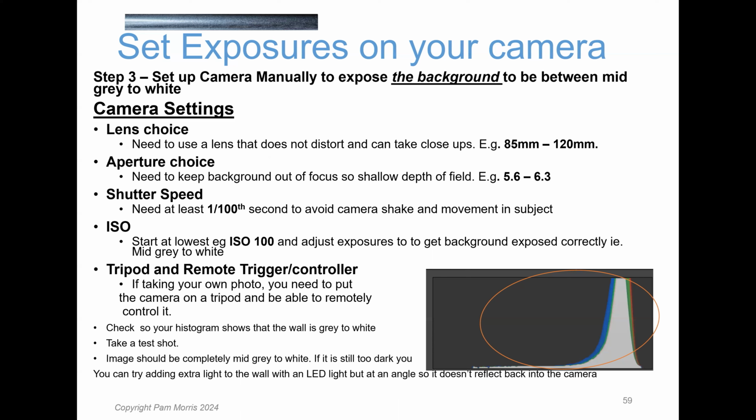So you need to check your histogram when you shoot the background. Take a test shot of your background and make sure that the histogram of that background is right up at the white end. It can be neutral grey sits around here through to white. Take a test shot, and then you can decide whether you need to put an LED light on that.